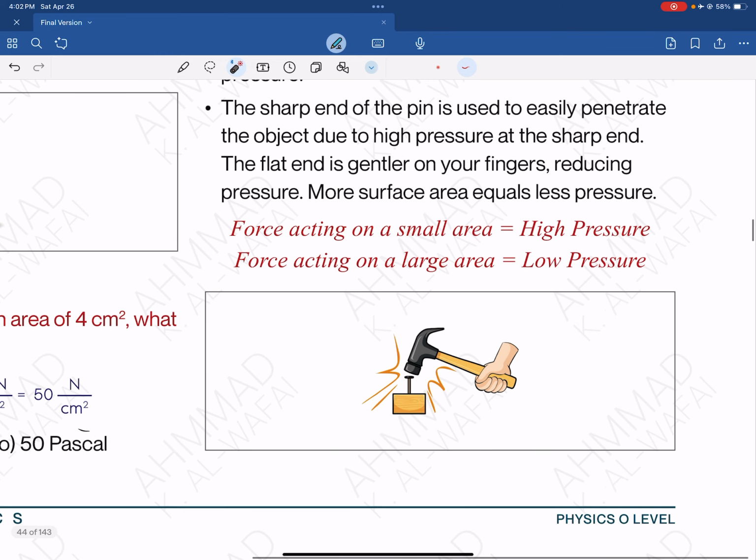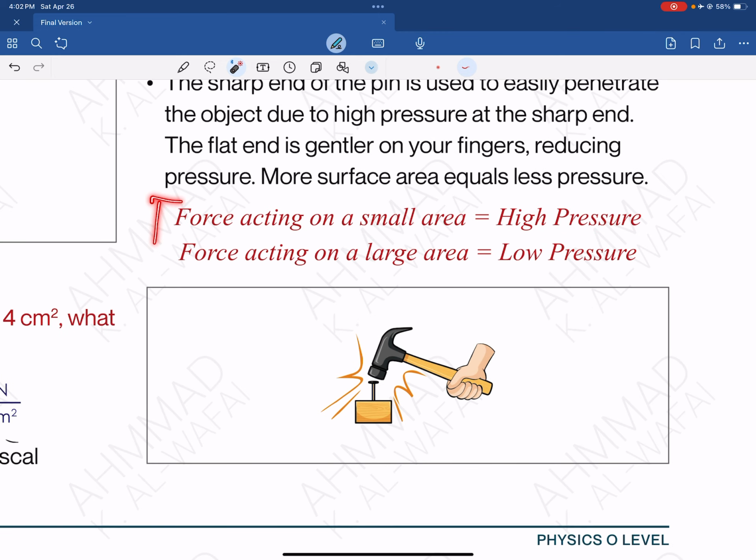So the main idea: force acting on a small area gives you high pressure. Force acting on a large area gives you a low pressure.